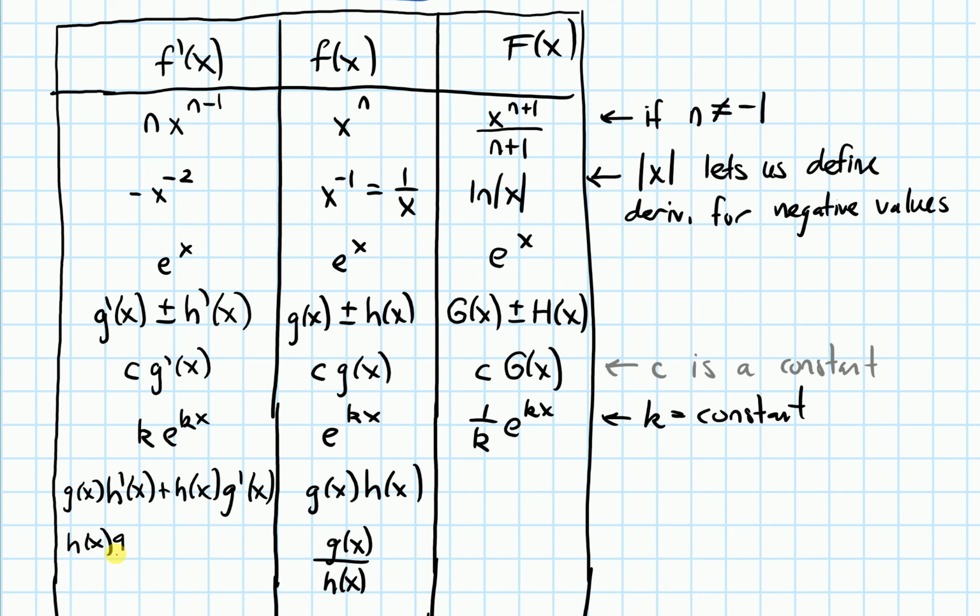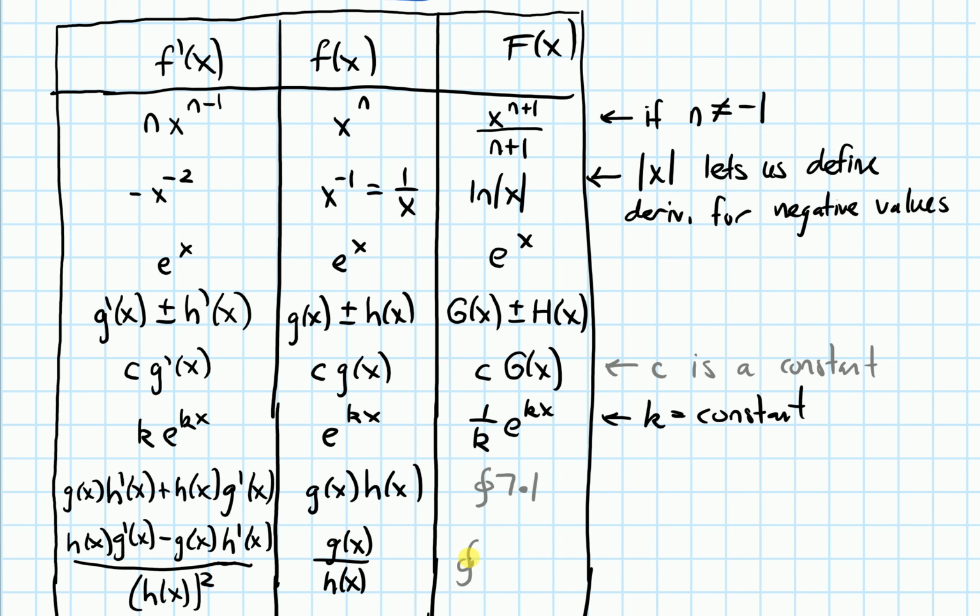d high minus high d low all over low squared, all over the bottom squared. Okay. For the antiderivatives of stuff like this, we actually don't know how to do these just yet. Oh, sorry, we don't know a rule for them yet, I should say.